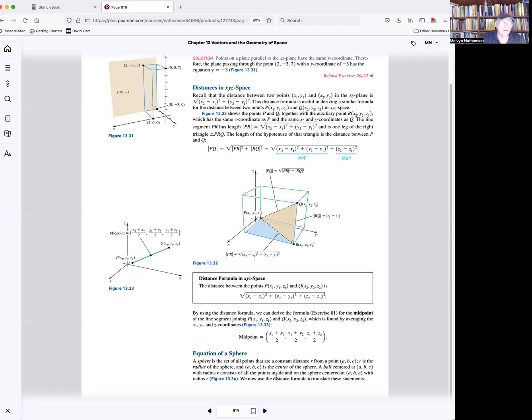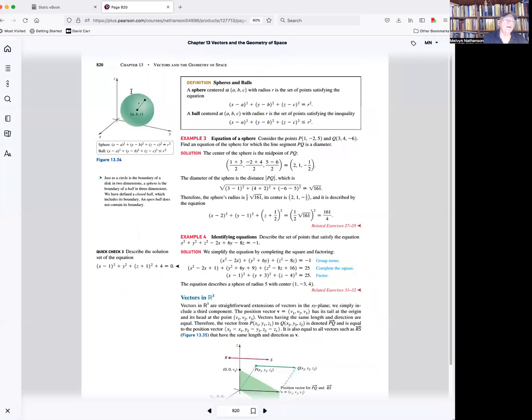So the sphere is just the shell, all points exactly distance r from the center. The ball is a solid object. It's all points which are distance r or less from the point (a, b, c). And we can see the picture right here. So the sphere is the surface of the ball, and the ball is the solid ball. It's the surface and everything inside. Exactly the same as in the plane, where you have the circle and then the disk, which is the circle and everything inside the circle. So in three-dimensional space, we have spheres and we have balls.